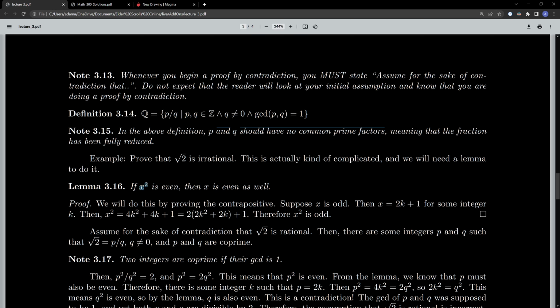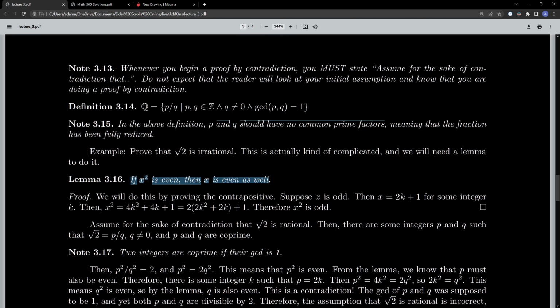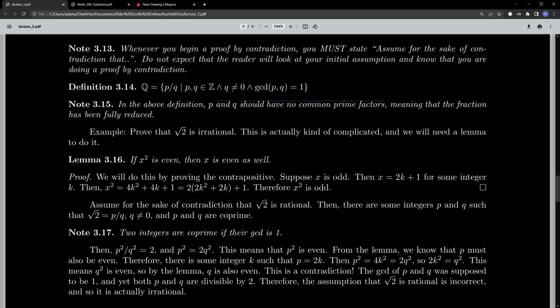Again, talking about weird quantities being even or odd is more difficult than this being even or odd. So anyways, suppose x is odd. It turns out x squared is odd because you do some math. I'm not going to bore you with the details. Okay, so we have this lemma. So now we begin a proof. Assume for the sake of contradiction that square root 2 is rational.